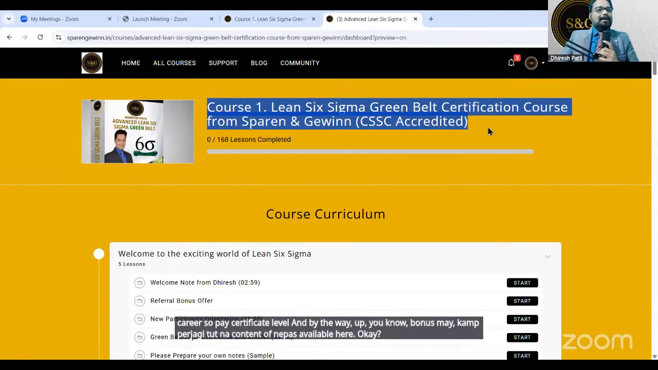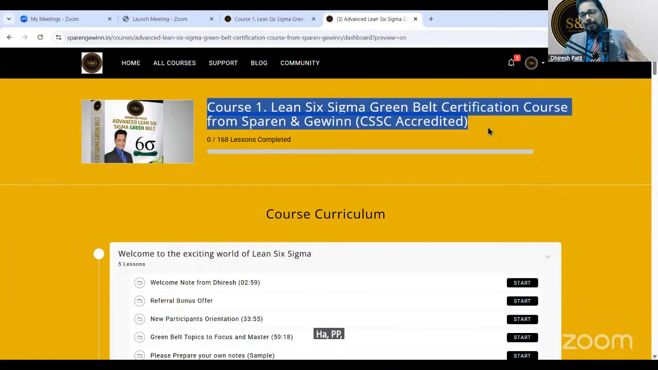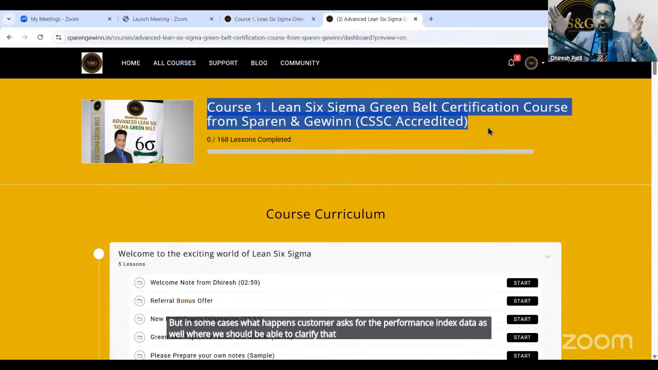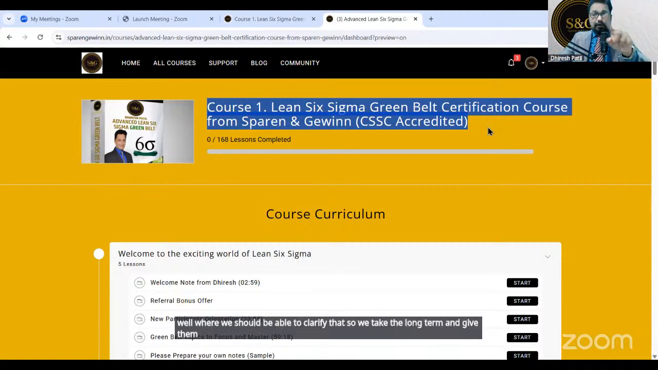ओके, हाँ, PPPK के हम लोग ब्लैक बेल्ट में भी सिखाते हैं, मास्टर ब्लैक बेल्ट भी सिखाते हैं. आप आज ही तो सीख गए ना PPPK, सेम फॉर्मूला है, नथिंग डिफरेंट. So in the black belt project also we use Cpk only. But in some cases, the customer asks for the performance index data as well, where we should be able to clarify that. So we take the long-term data and give it to them. That's where we should be clear about Cpk and PPPK. Okay, clear everybody? Super clear. Just give me yes in the chat box.